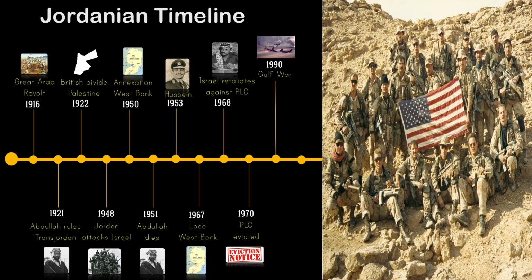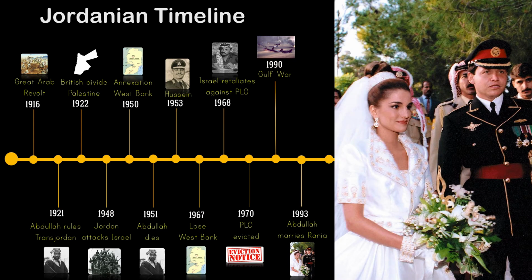And then in 1990, the Gulf War starts. And then 1993, King Abdullah, that's when he gives chocolates to Queen Rania. And that's when they marry. I want to say they met in the fall. And then they marry, I want to say it was like, I forget.